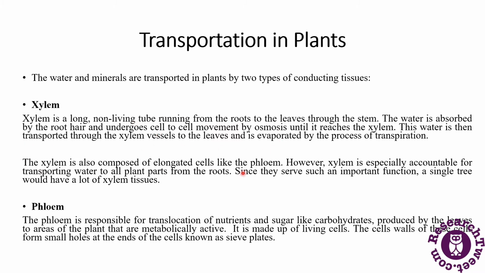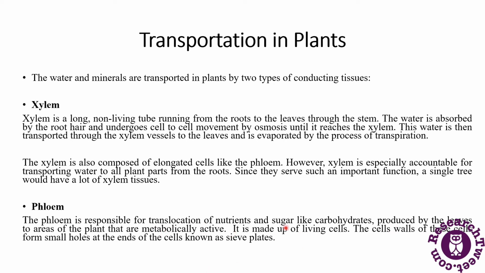The xylem is also composed of elongated cells like the phloem. Xylem is specially accountable for transporting water from the roots to all the parts of the plant. Since they serve an important function, a single tree would have a lot of xylem tissues, because their main role is to transport water in the plants. Now, what is the role of phloem? It is responsible for the translocation of nutrients, like sugars such as carbohydrates, which are produced by the leaves, to the areas of the plant that are metabolically active.